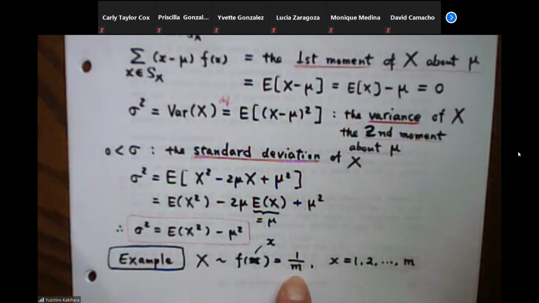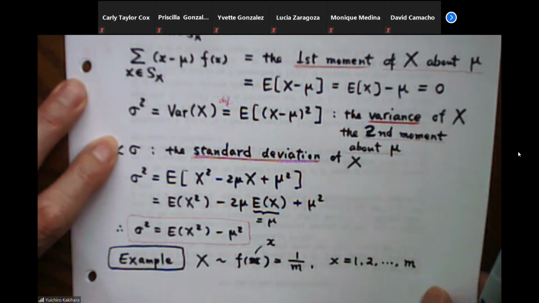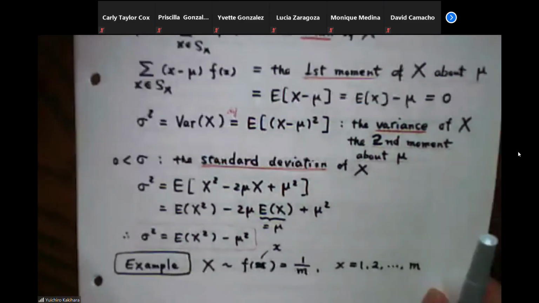It's like when you roll a 6-sided die, then 1, 2, 3, 4, 5, 6 will appear with the same probability 1/6. And that is the case: x is equal to 1, 2, 3, 4, 5, 6, and then each probability is 1/6. Okay. Uniform case. So let's calculate.